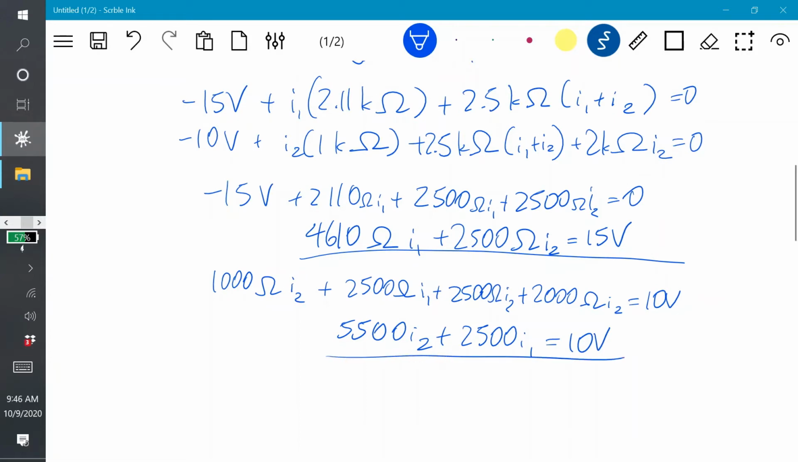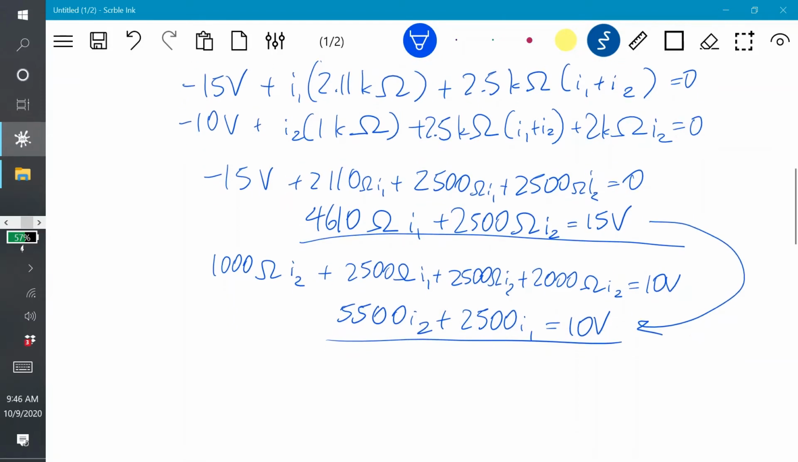Alright, so now we have these two equations that we can substitute into one another. So, well, let's see which one we want to do.